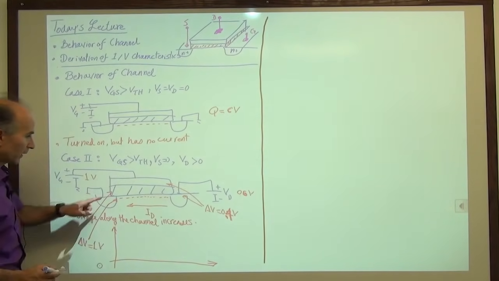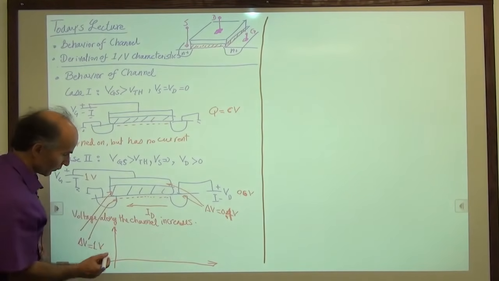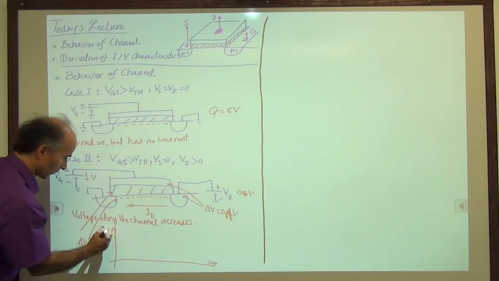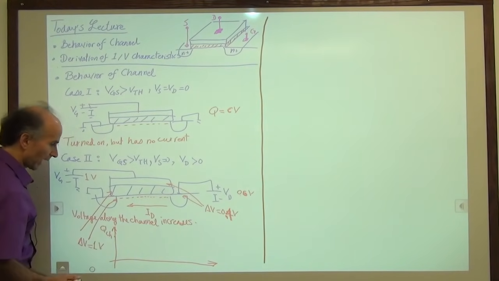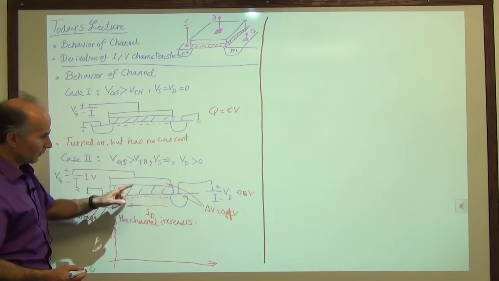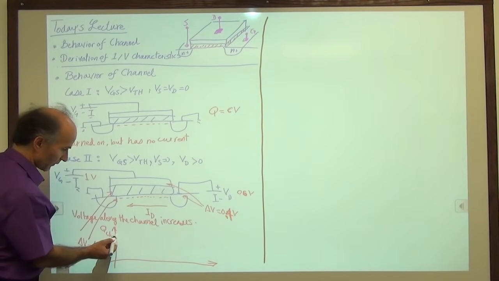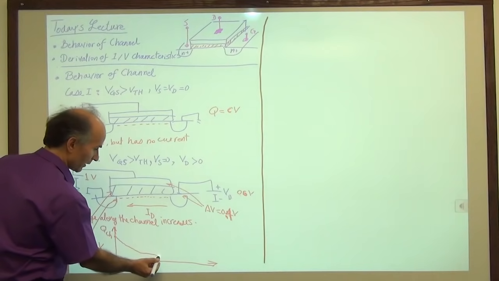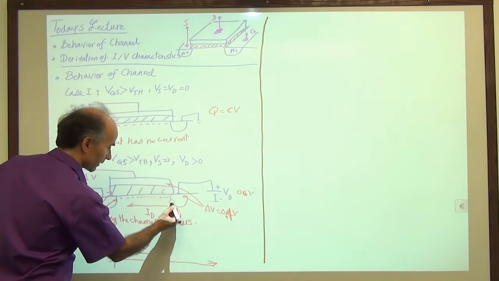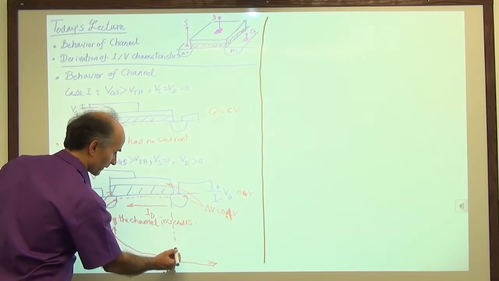So here we have maximum voltage difference, so we have maximum charge density, Q of channel. And then as we travel this way, because the voltage difference across the capacitor has reduced, the charge density has reduced. It keeps going down and down, right? And this is the end of the channel here.